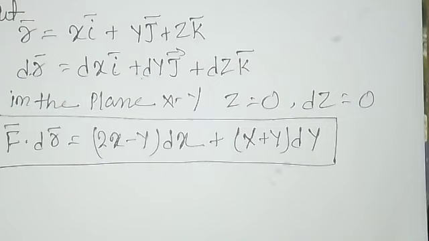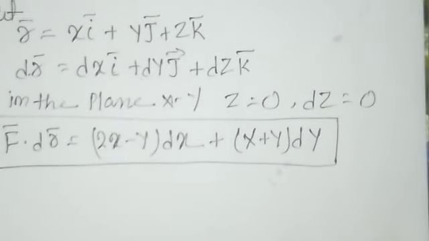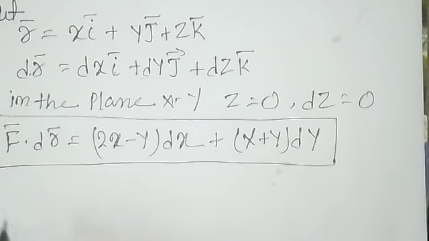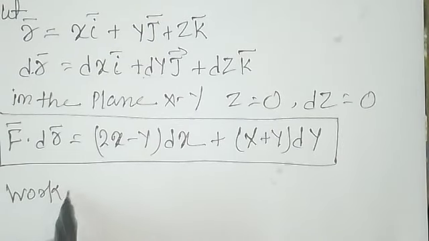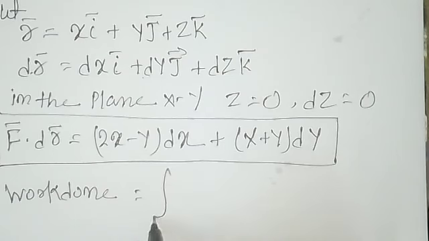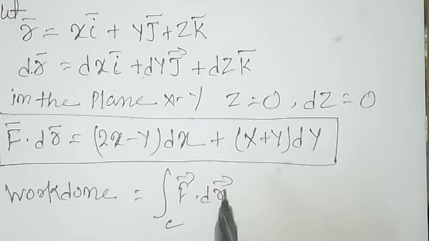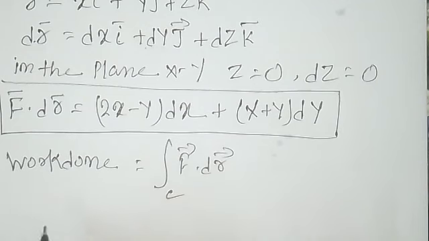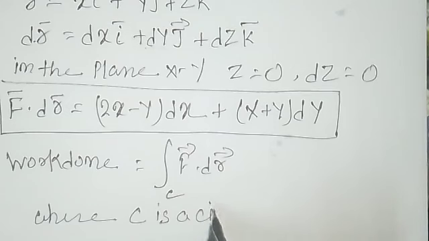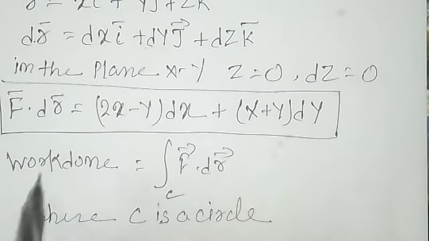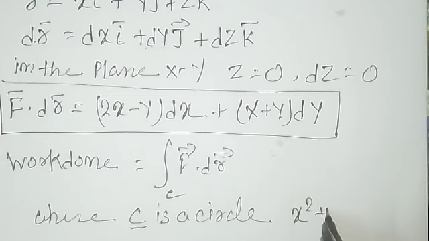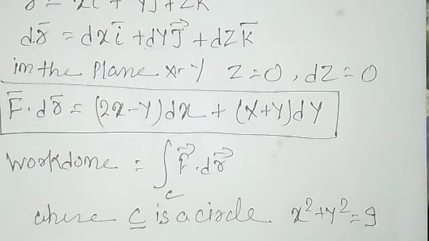Now, there is some contradiction. Let's see that. Work done is equal to the integration of vector F into dr, where C is a circle, right? That is, the curve is given, and on the curve you have to find the work done. This curve is nothing but a circle, and its equation is x square plus y square is equal to 9.